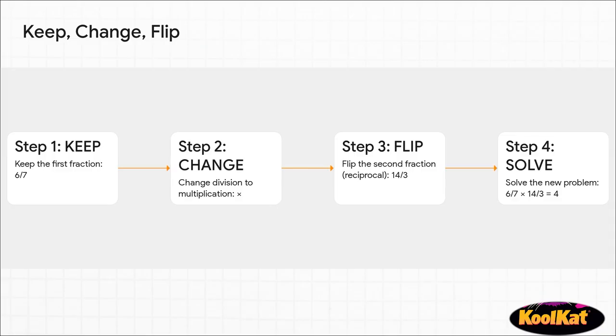You might have heard it called keep, change, flip. You keep the first fraction exactly as it is. You change the division sign to a multiplication sign, and you flip the second fraction upside down. This magically turns a tricky division problem into a much easier multiplication one. So our problem becomes 6/7 times 14/3, which simplifies all the way down to a nice clean 4.